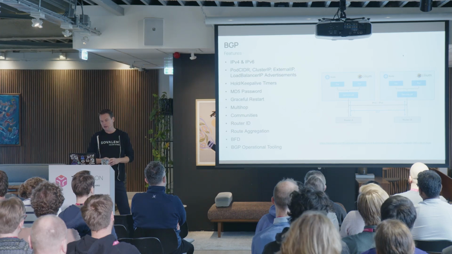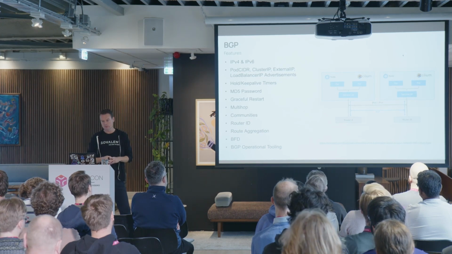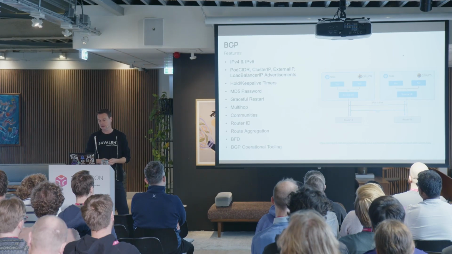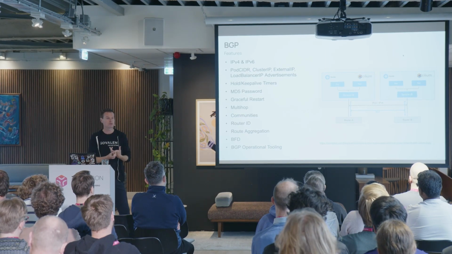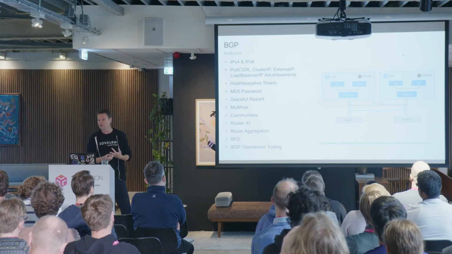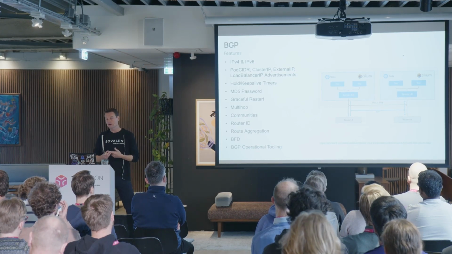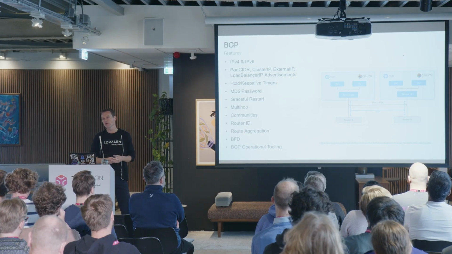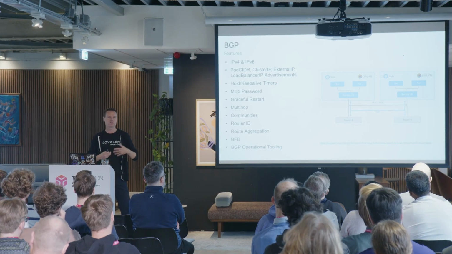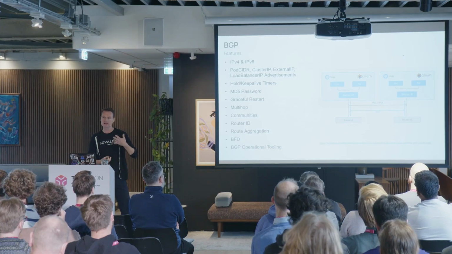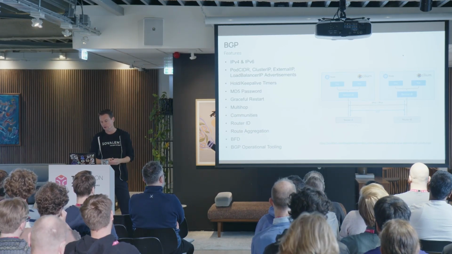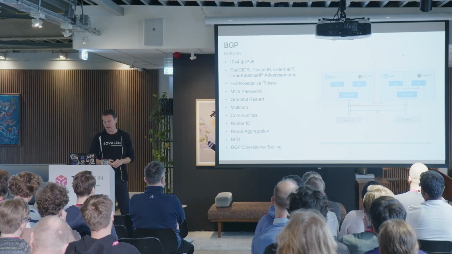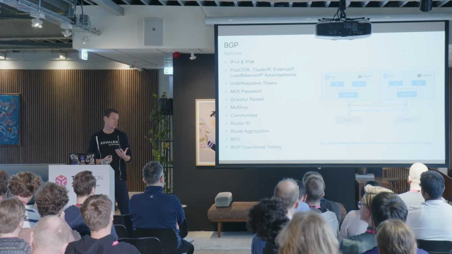So let's dive in. What do we support? We support IPv4, IPv6, BGP IP advertisements. You can advertise your pod CIDRs if you need to, load balancers, external IPs, hold and keepalive timers, passwords, graceful restarts. Those are typical BGP mechanisms to make the network highly available and to recover or to identify false positives in terms of when a node fails. Multi-hop is being introduced, communities, router IDs, aggregation, and an enterprise feature would be BFD.